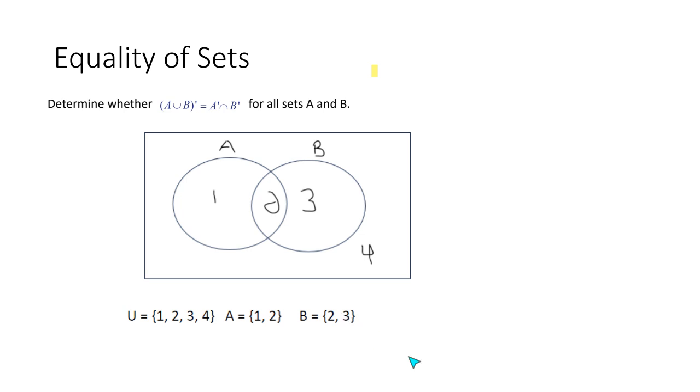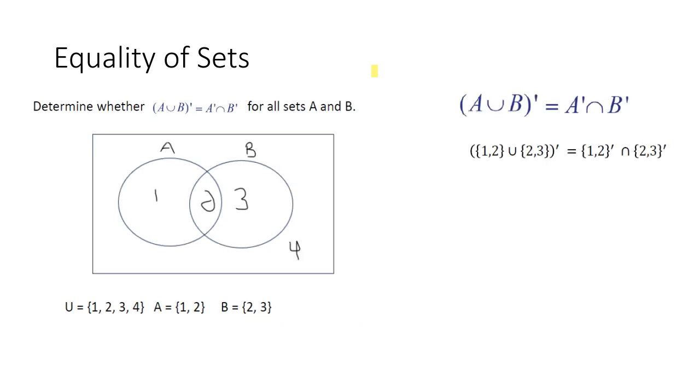Okay, so then what we can do next is we're trying to show that this A union B complement is equal to A complement intersected with B complement. So we do the parentheses first. I'm going to write down what A is, which is 1 and 2. I'm going to write down what B is, which is 2 and 3. And then on the right side of the equal sign, I'm going to do the same thing. A complement, so we're going to have 1, 2 complement and B complement, 2, 3 complement.